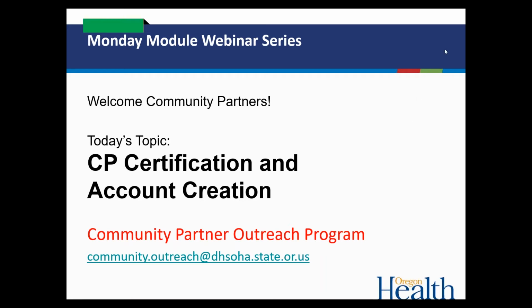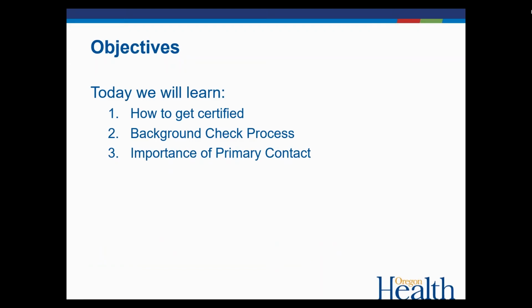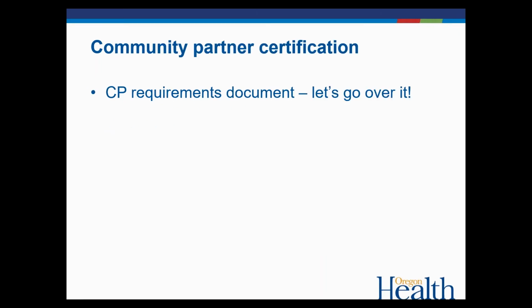And we're going to go over a few things about getting onboarded. There we go. So we're going to talk about the steps to getting certified. We're going to go over the background check process, or I guess options, because there are two different ways you can go. And we're going to sort of circle back and talk about primary contacts and why they are so important.